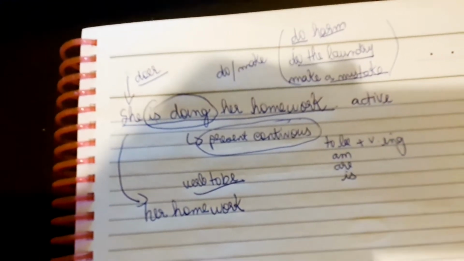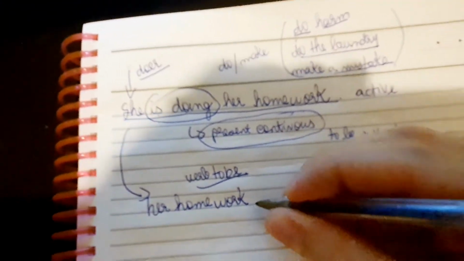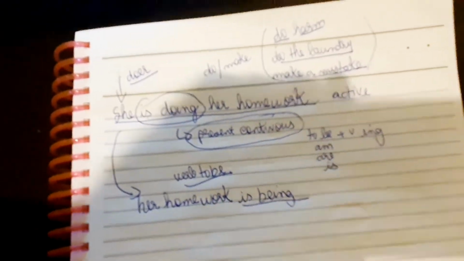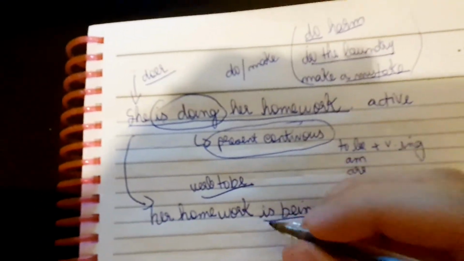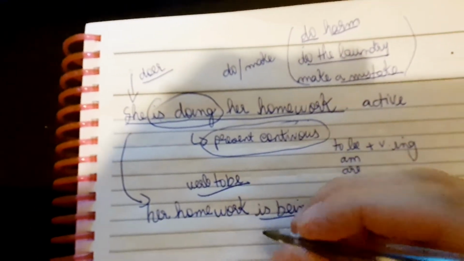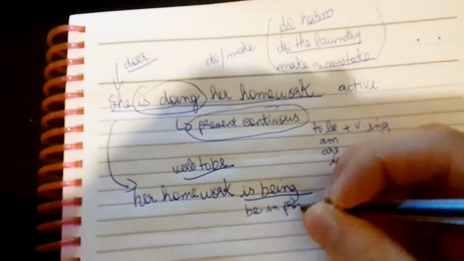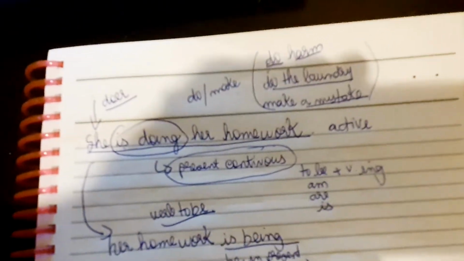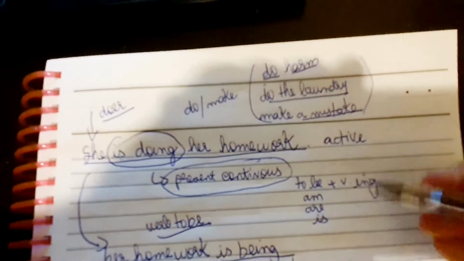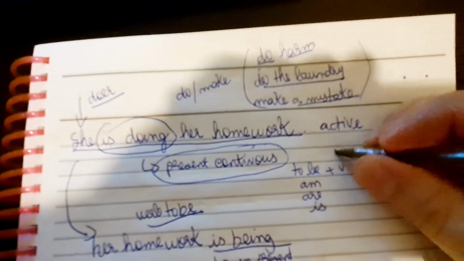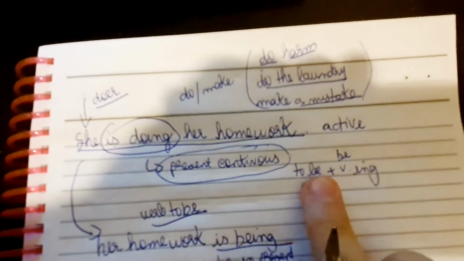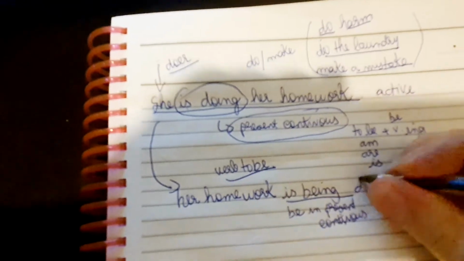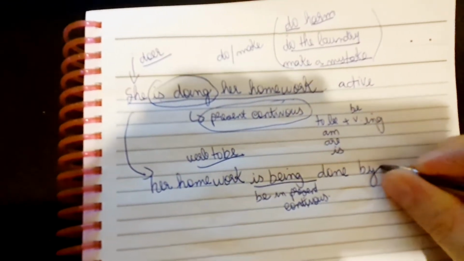So what would be the verb to be in the present continuous? The homework is being. Is being. This is the present continuous. It's the verb to be in the present continuous. What's the structure of the present continuous? It's the verb to be plus the main verb followed by ing. Consider the verb to be here. To be plus ing. So the homework is being done by her.